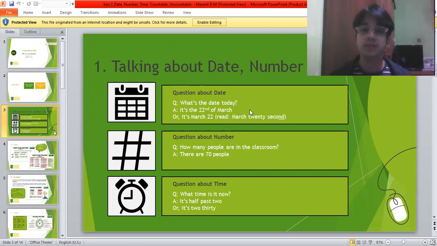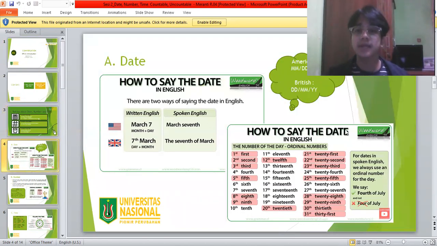So we don't say 25 of March, we say 25th because this is the explanation. To say the date, we use the ordinal number. It's like fourth, not four. So we use the ordinal number. This is how we write the date in English, it's like this. This is how we say it. How do we say this? It's March 7th. It's the 7th of March.